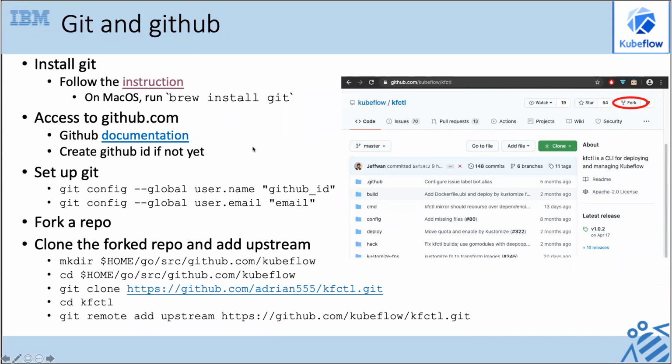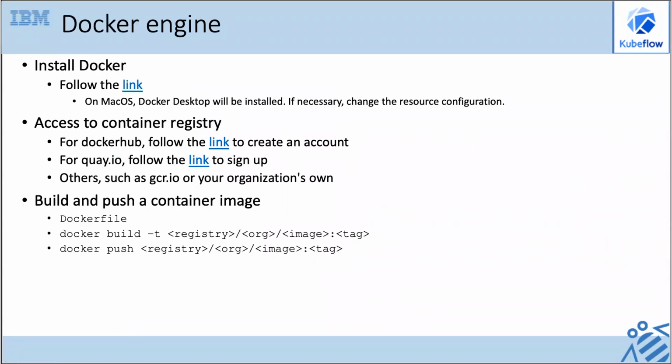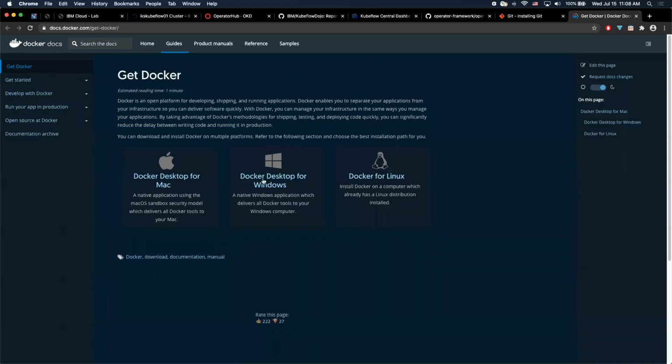So this is about Git and GitHub, and the next one is about the Docker engine, right? So for installing Docker, you have a link. You can go there to install Docker for macOS, for Windows, or for Linux. Just click on it and follow all the instructions, which are very clear there.